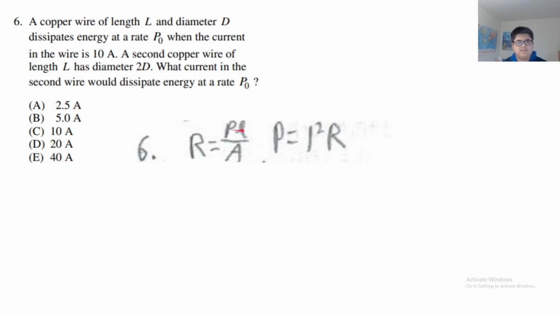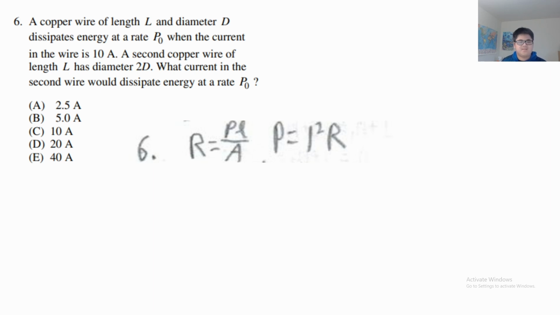So the rho and the L, you can just ignore because they're the same for both. However, they have different areas. Now the second wire has a diameter of 2D, while the first wire has a diameter of D. Since the area of a circle is pi r squared, or pi times diameter over 2, squared.